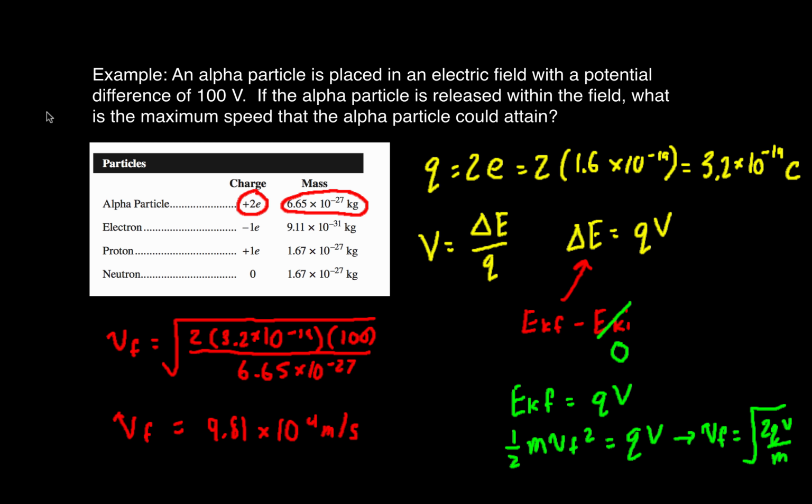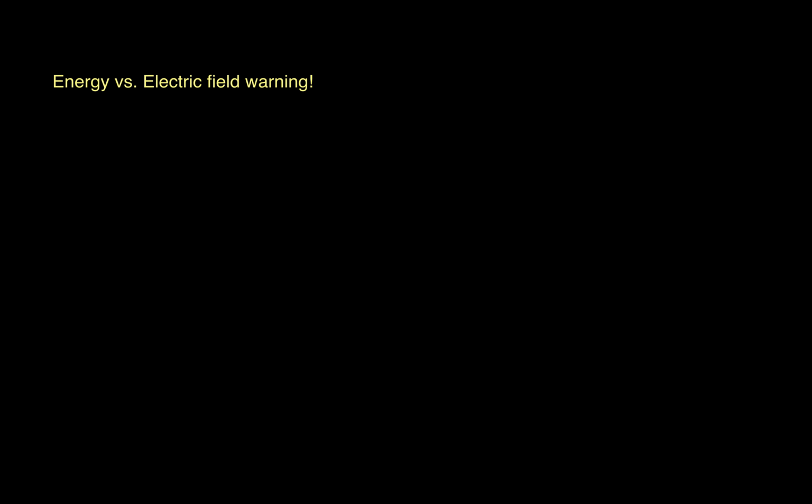Since particles in physics tend to be very, very small, it doesn't take a very large voltage to make them go extremely fast. In this case, it only took 100 volts to make the alpha particle accelerate to a speed of 9.81 times 10 to the 4 meters per second, which is extremely fast.